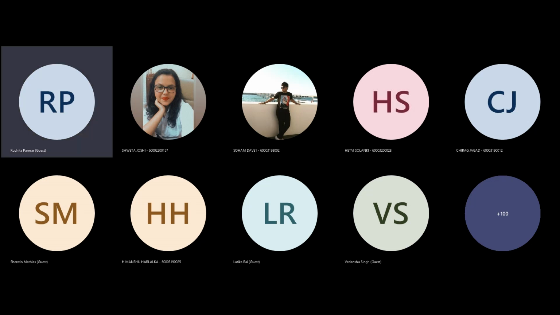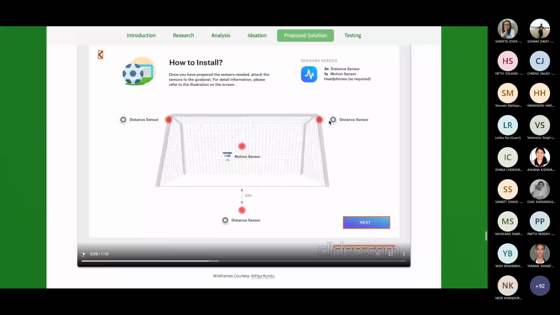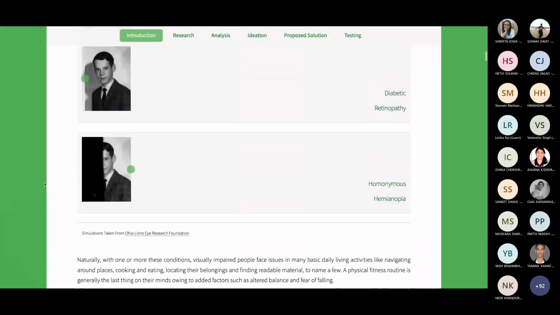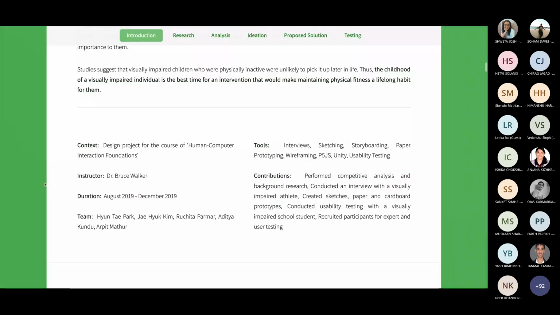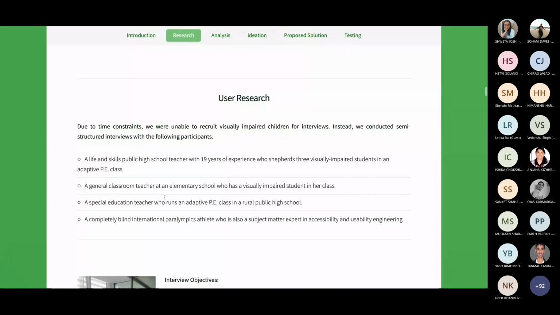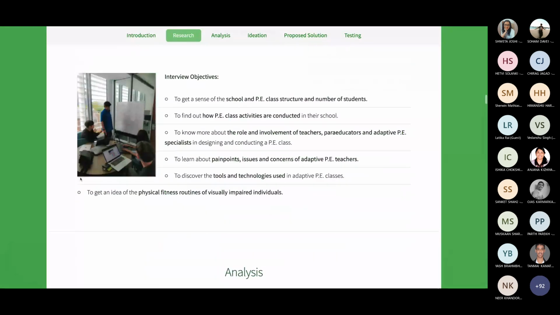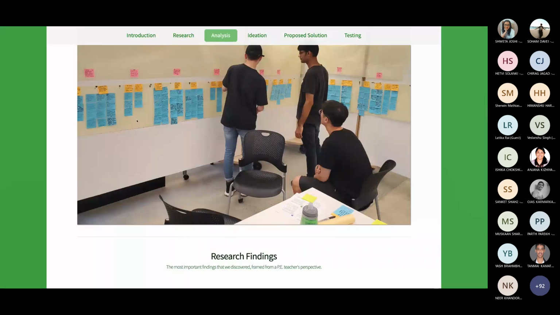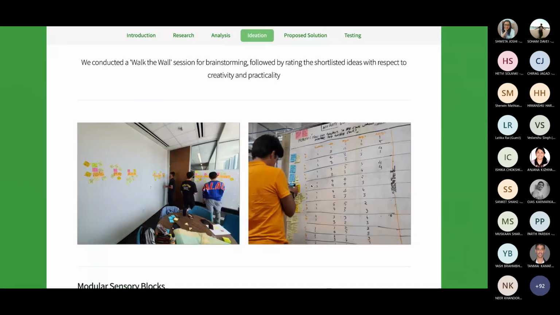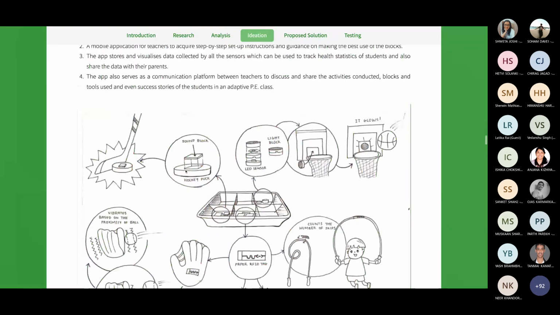Okay, right. So this is the interface I'm talking about. I'll just very quickly go through whatever I talked about. So these are the different kinds of blindness there are. And then this is all of the research that we did. So this was again talking to users and things like that. These are the findings that we came up with. These are the different ideas that we rated based on how practical or creative they are. And these are the top three ideas that we came up with.